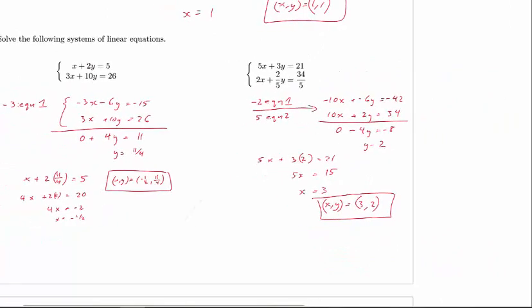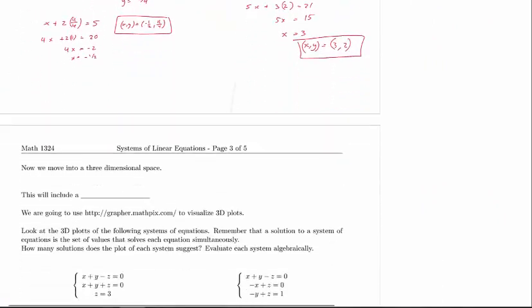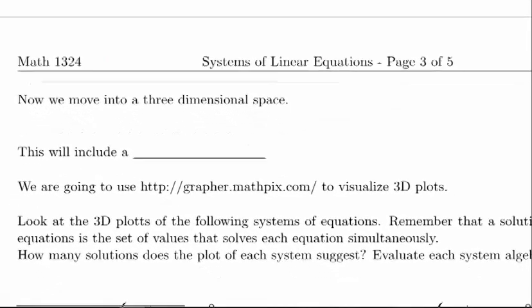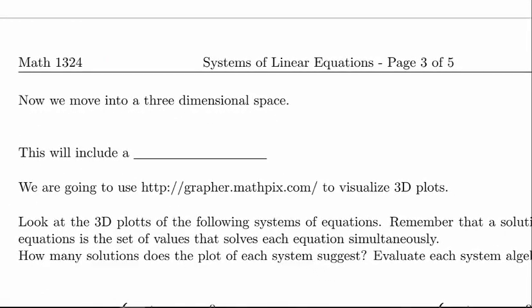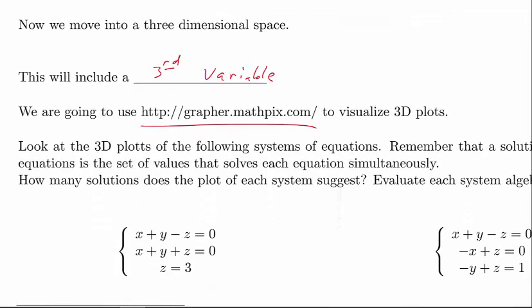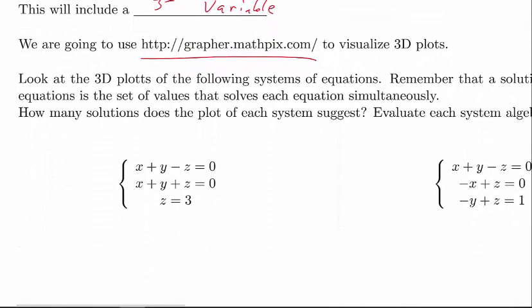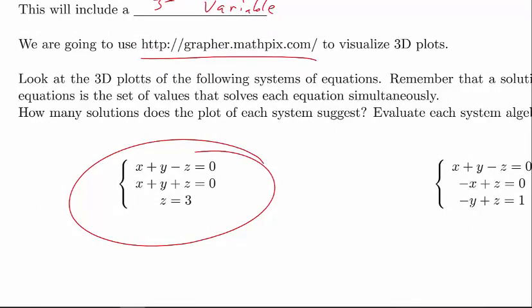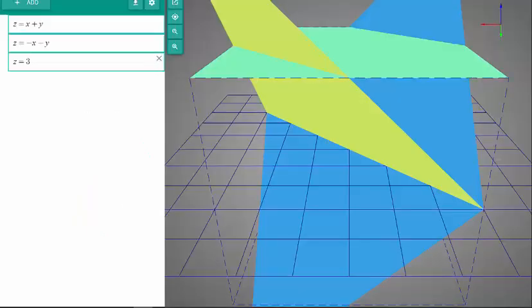All right, so this is all fine and dandy for equations in two variables, 2D space. Now we're going to look at moving into a three-dimensional space. This will include a third variable. And we're going to be using this website here to help us visualize the graphs that we're going to be looking at. So moving forward, let's go ahead and look at this first guy here.